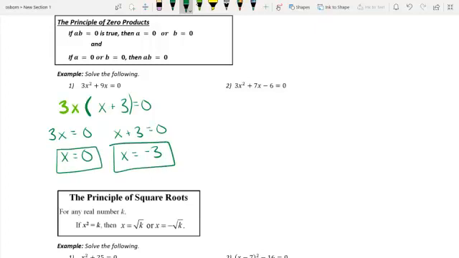Now note that we can check our answers by plugging them in to the original equation. So if I plug in 0, I get 3 times 0 squared, so 0, plus 9 times 0, so plus 0 equals 0. Works out. And I can do the same thing for the negative 3.